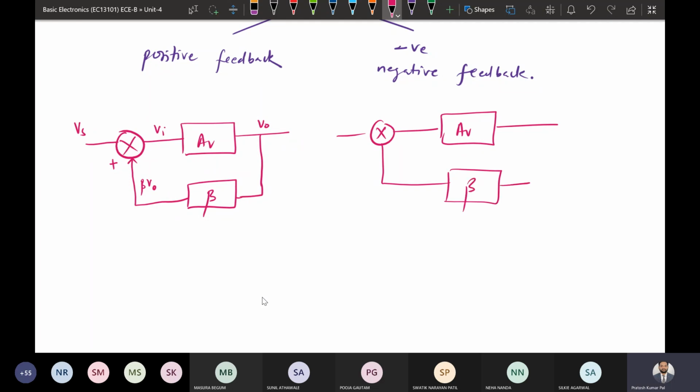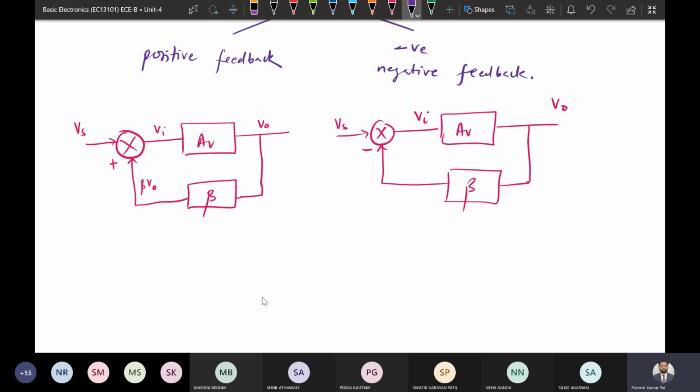With again beta, and again this is output, this is input, and this is Vs. So if it is negative, that will be a negative feedback. Okay, so we will just see what is the effect of these positive and negative feedbacks.